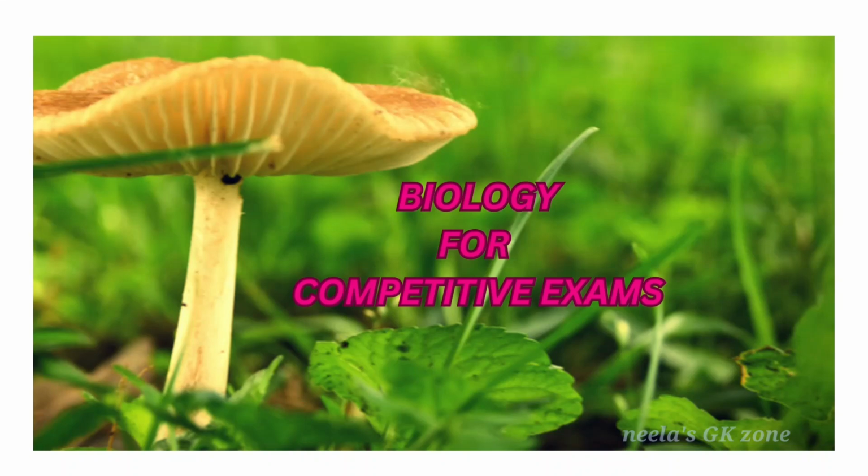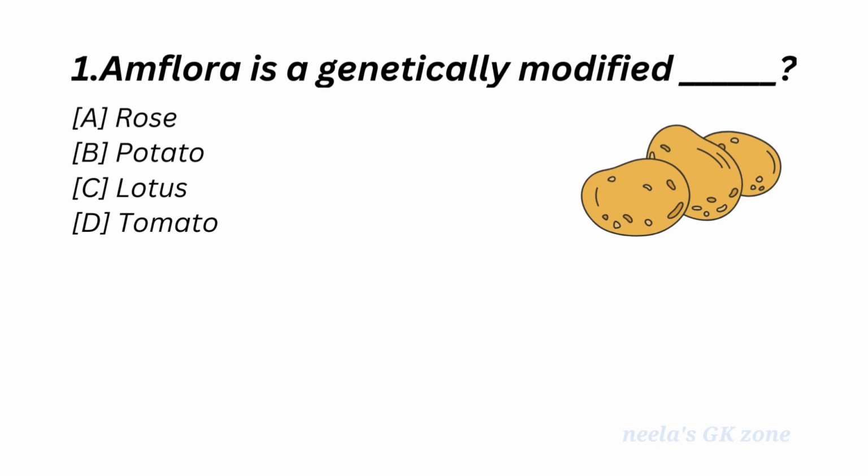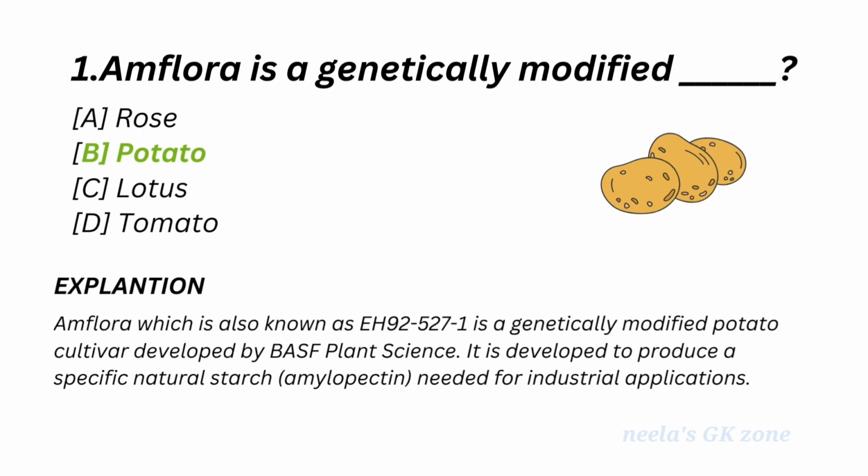Biological questions for competitive exams. Let's see the question. Amphora is a genetically modified: rose, potato, lotus, tomato. And the answer is potato. Amphora, which is also known as EH92-527-1, is a genetically modified potato cultivar developed by BASF Plant Science. It is developed to produce a specific natural starch needed for industrial applications.